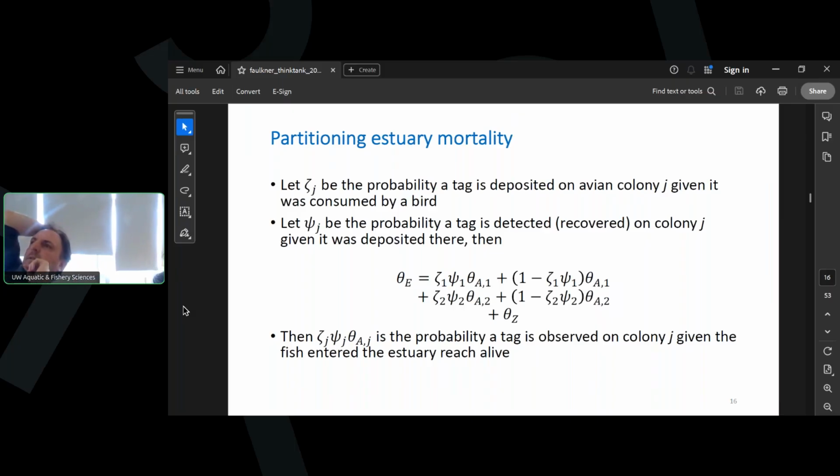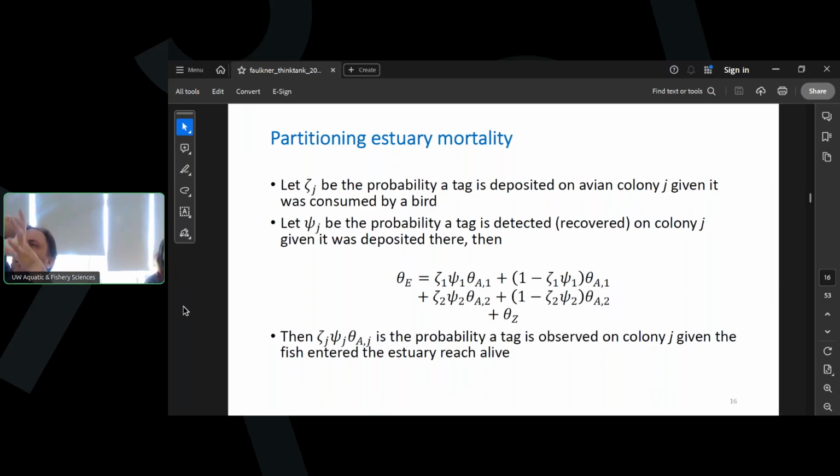So then we'll let this parameter zeta sub j, where j is indexing the colony, and forget about time, this is just generally to introduce these concepts, be the probability that the tag is deposited. So a bird eats the fish and then actually deposits it on the colony where it can be found, and then let psi sub j be the probability that it's detected given it was deposited there.